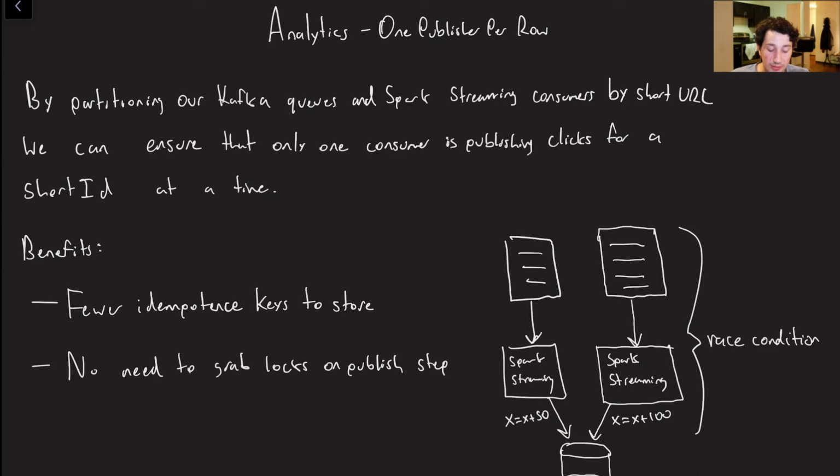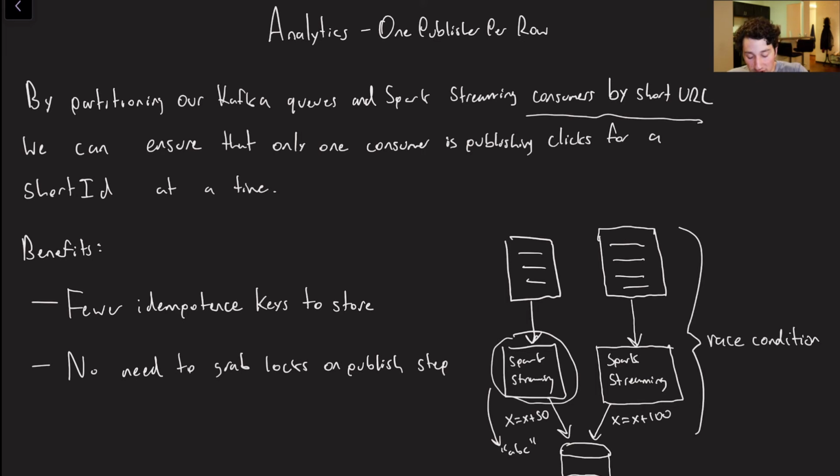Well, we could just make it so that we only have one publisher per row. So what I'm saying is that we would only have one instance of Spark Streaming per short URL. So let's say short URL ABC is only being published clicks by this guy right here. And so the way that we can do that is we can actually partition our Kafka queues and of course our Spark Streaming consumers by the short URL. And this way we ensure that basically only one consumer is going to be publishing clicks for a specific row at a time, which is really good.